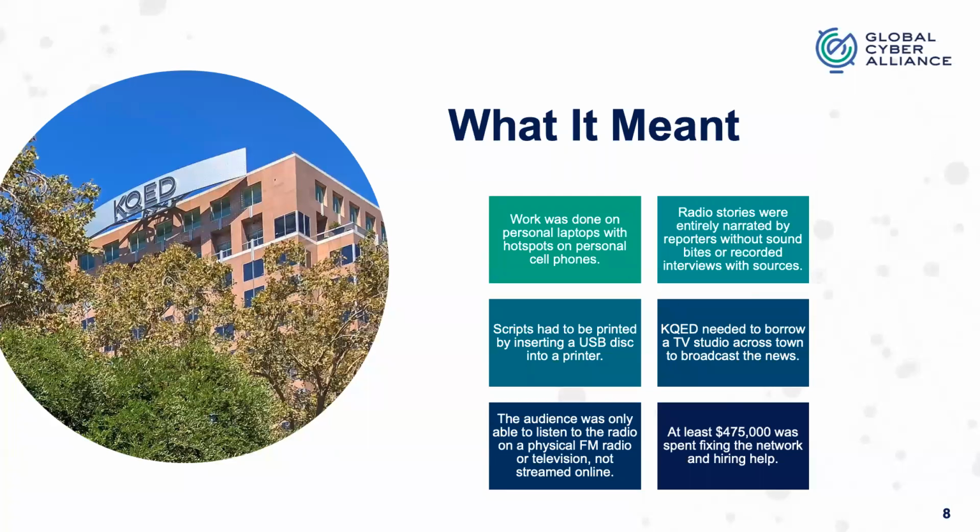So at some point they realized they had to find another TV studio. They had to go and borrow a TV studio across town so they could broadcast their news. They most likely had to pay for that as well. And then the cost to fix their environment: $475,000 was spent to fix the network and hiring help. So it wasn't only the $27,000 from the ransomware activity, but also another $475,000 on top of that.